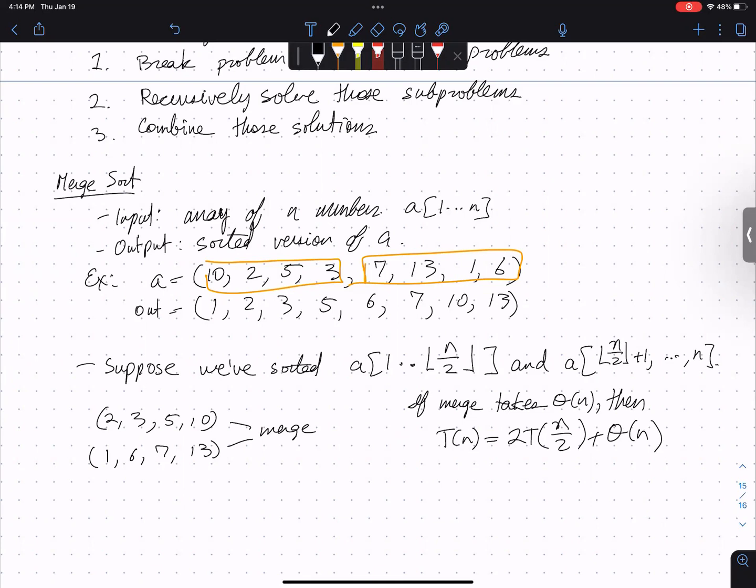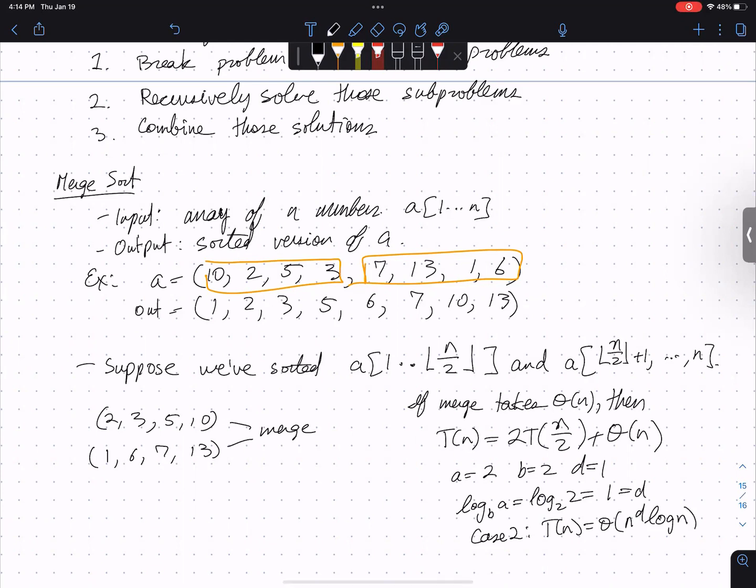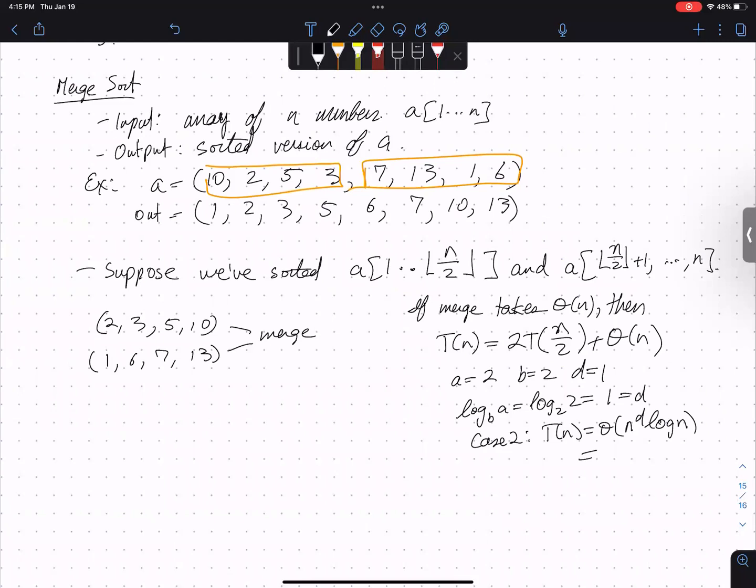Was this one of our examples by any chance? No. But let's do it. So what this is, a equals 2, b equals 2, d equals 1. So log base b of a equals log base 2 of 2 equals 1, which is equal to d. This is case two, and in case two, T of n equals theta of n to the d log n, which in this case, d is one, so it's just theta n log n. So if we can do the merge in theta n time, then we'll have an n log n time algorithm.